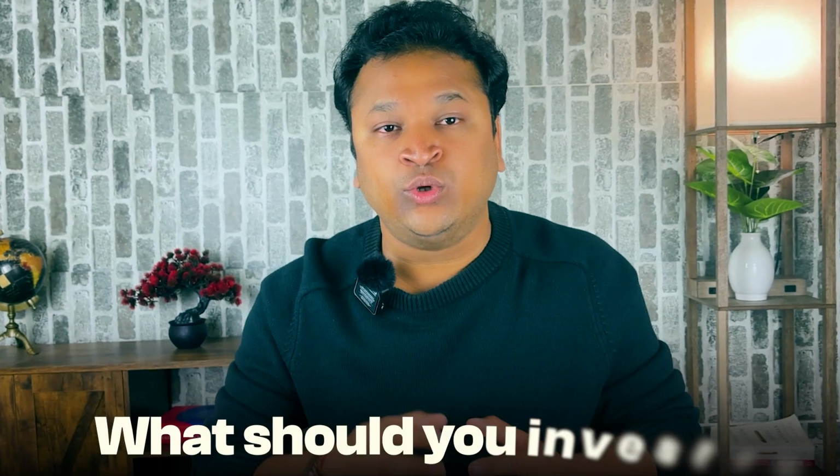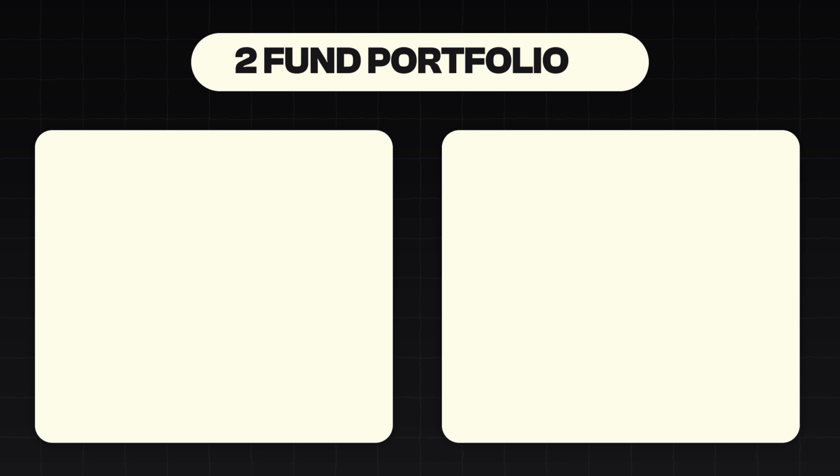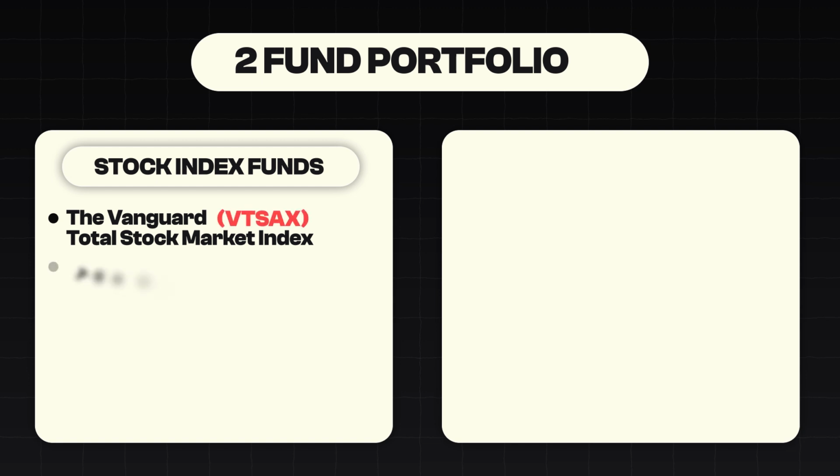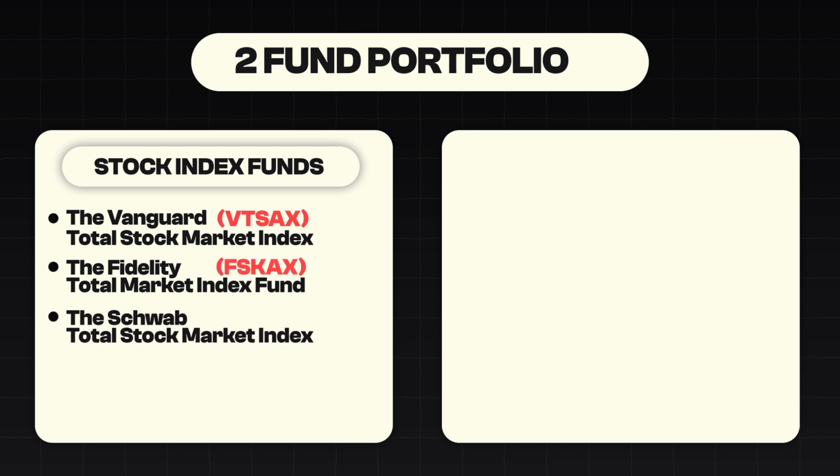Alright, now the next very important question is, what should you invest in? The answer can be as simple as a two-fund portfolio. One fund should invest in the entire US stock market and the other should invest in the entire US bond market. For stocks, you can choose US Total Stock Market Index funds such as the Vanguard Total Stock Market Index Fund with ticker symbol VTSAX, or Fidelity Total Market Index Fund with ticker symbol FSKAX, or the Schwab Total Stock Market Index Fund with ticker symbol SWTSX.